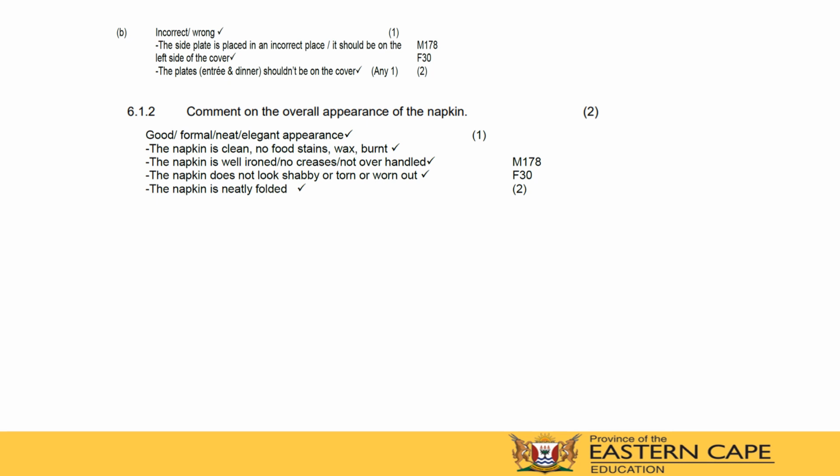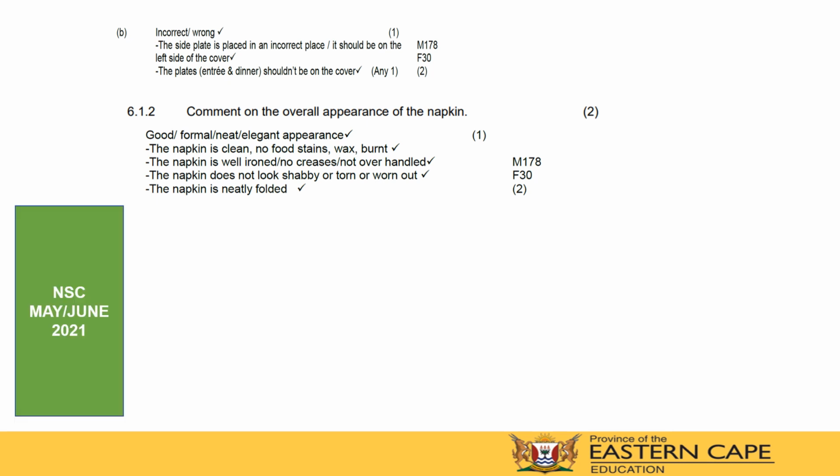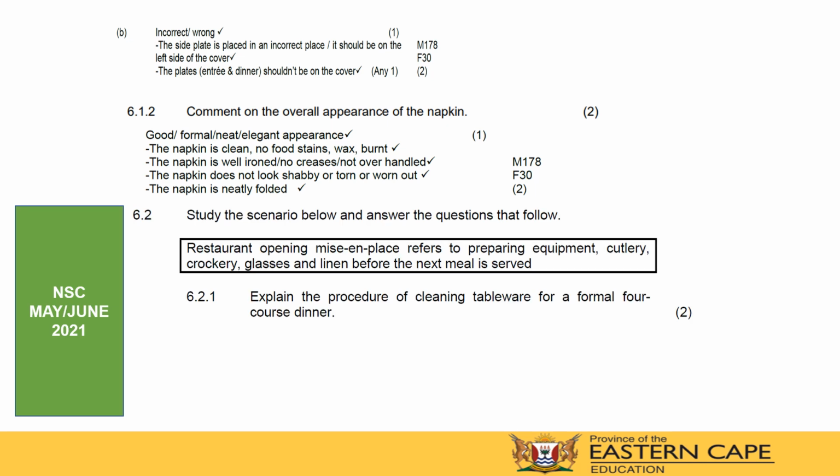Okay, so that napkin in that picture looks really, really good. Okay, let us now look at the next question paper. This is the May-June 2021 sample of question 6. The question reads, study the scenario below and answer the questions that follow. Okay, the scenario reads, the restaurant opening mise-en-place refers to preparing equipment, cutlery, crockery, glasses, and linen before the next meal is served. Then the question reads, explain the procedure of cleaning tableware for a formal 4-course dinner for 2 marks. And this is how you would be expected to respond.